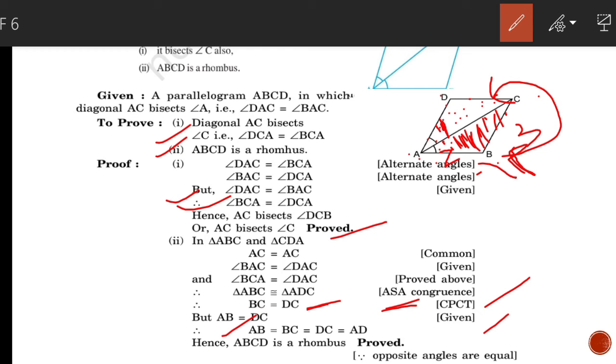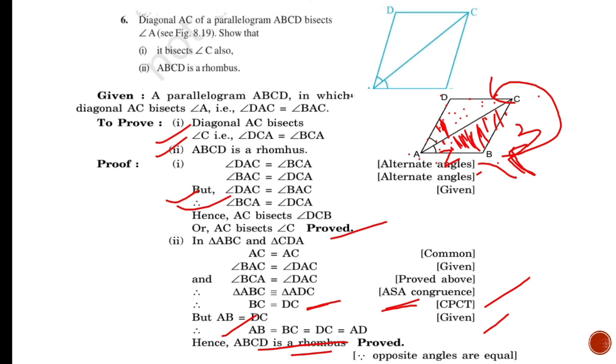Since the four sides of the quadrilateral are equal, we can say it is a rhombus by the opposite angles are equal theorem. Using this theorem, we proved that ABCD is a rhombus. So in question number 6, subpart 1 and subpart 2 are proved.